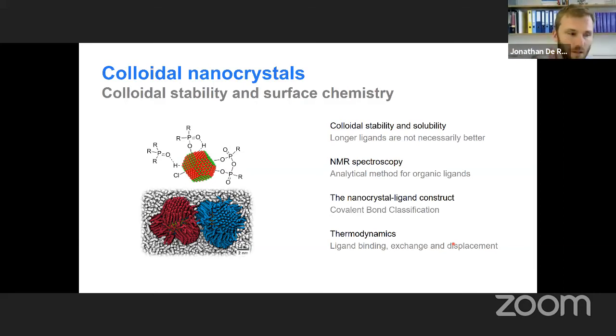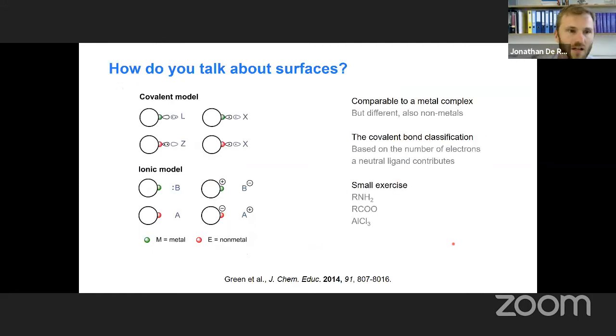How do we talk about nanocrystal surfaces? And here, for the people that know me and have read my papers, this is how I teach my course at my own university. And you might be surprised because I'm going away from the LXZ formalism. So we have two models basically to talk about how ligands interact with nanocrystal surfaces.